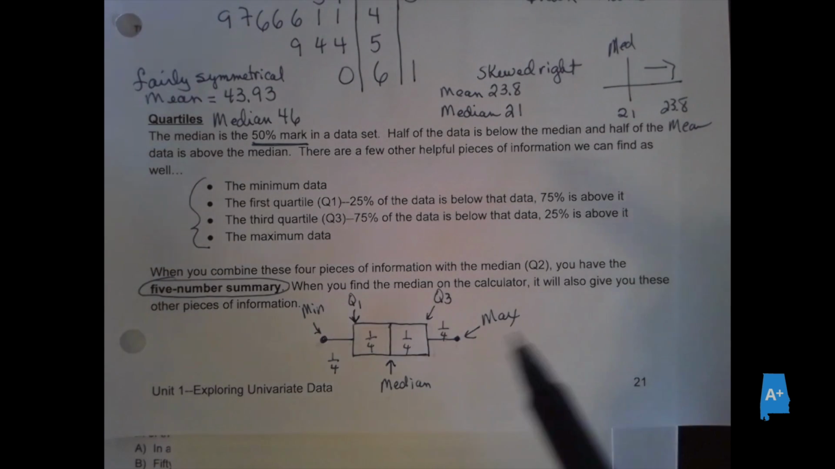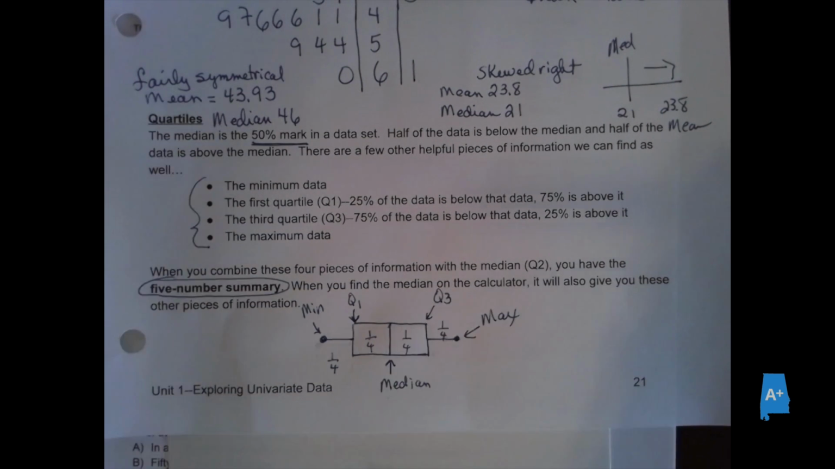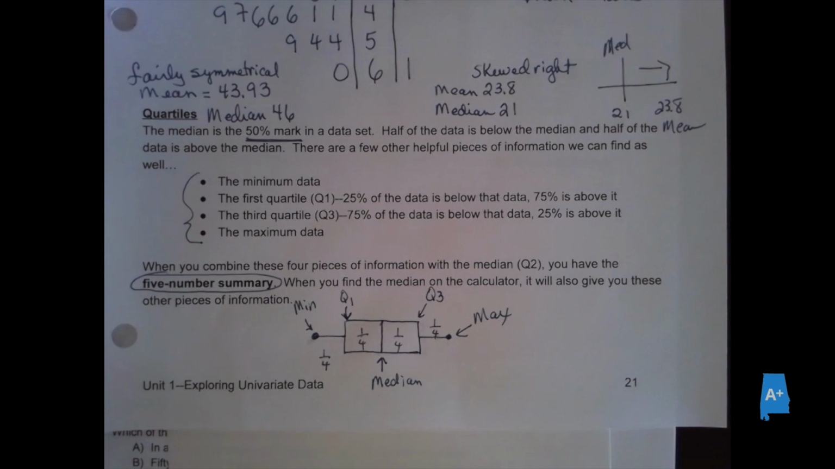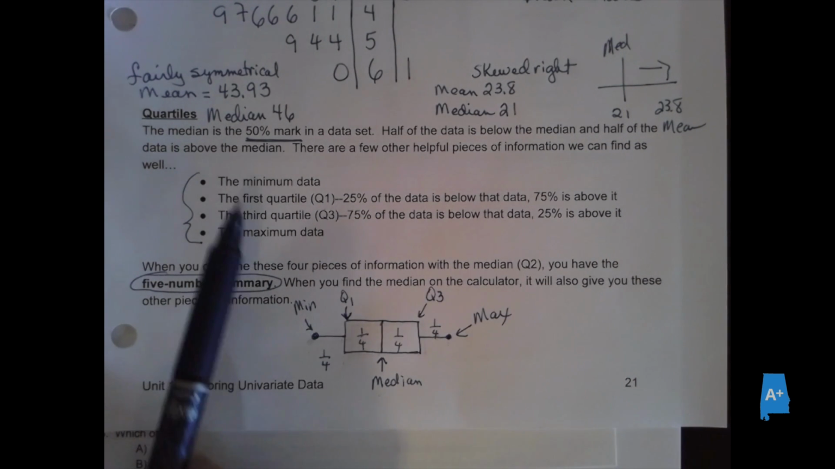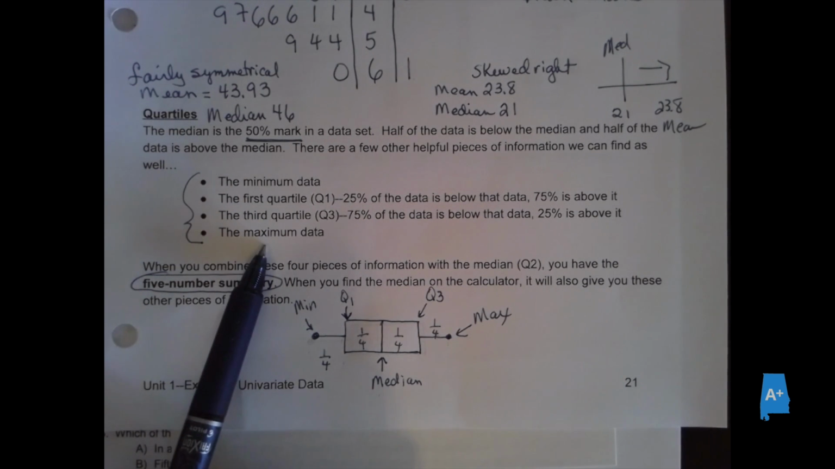So the median is the halfway mark because it's the one in the middle. And so when someone says the median is whatever, you can say, well, I know half the data is on the left of that and half the data is on the right of that, because that's what a median is, right? And then there are 4 more things we need to find out to make a 5-number summary. And that is the minimum, the Q1, the first quartile, the third quartile, Q3, and the maximum.